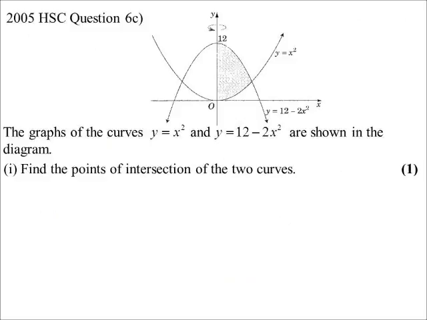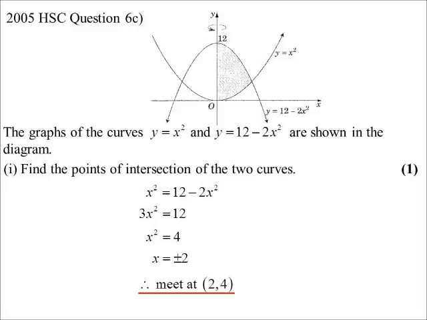HSC one. We got two parabolas, one upside down, one the right way up. And first part of the question, find the points of intersection. So we would solve them simultaneously. So x squared is 12 minus 2x squared, plus or minus 2 we get for our answers. But that's not the point, of course, that's just the x value. So it turns out to be 2, 4. And I guess I probably got the question wrong because it also makes it minus 2, 4, and I didn't write that down. But it does say find the points.